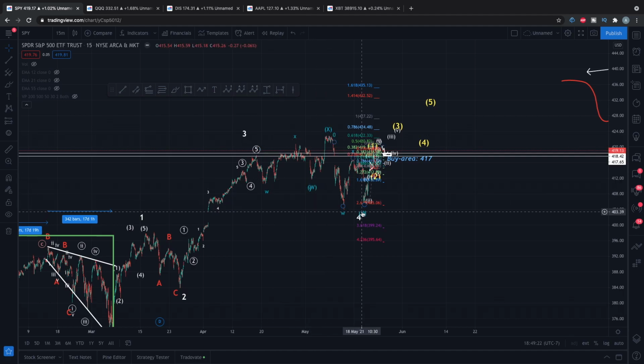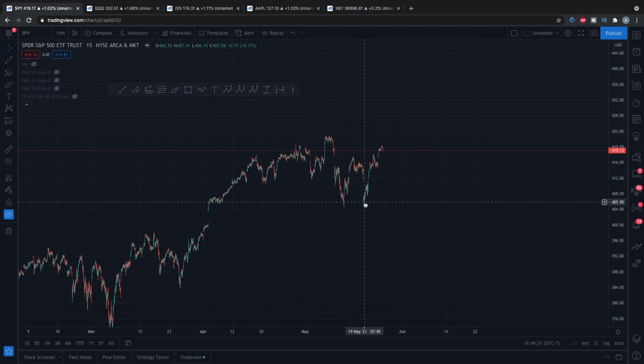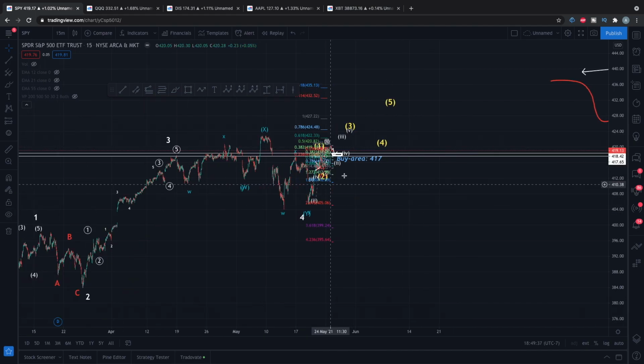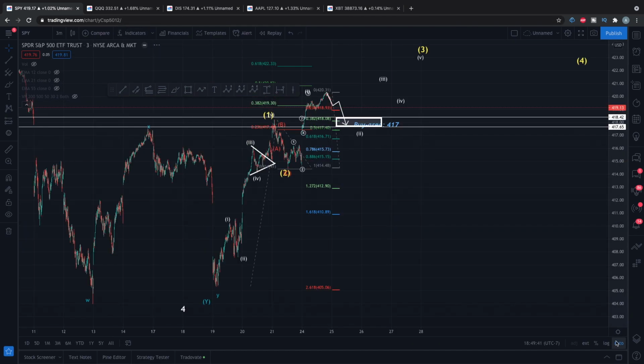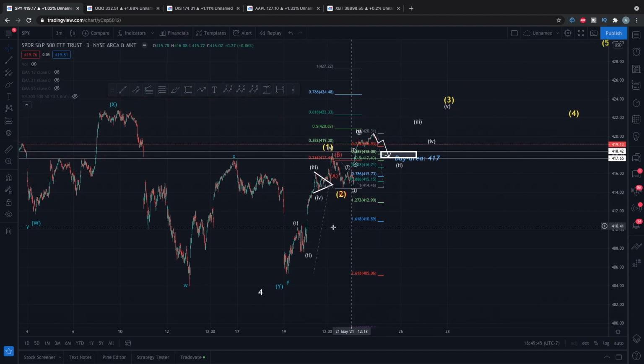I went into the previous video to talk about what exactly this means and how you can dissect this. But for this video, just understand that this whole thing is a wave 4, and now we've finished that corrective state, and we've confirmed that we're in a wave 5 uptrend. So basically, the markets are very bullish at the moment, and I'm going to show you exactly the analysis behind that.